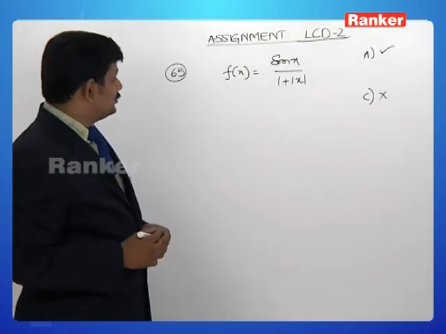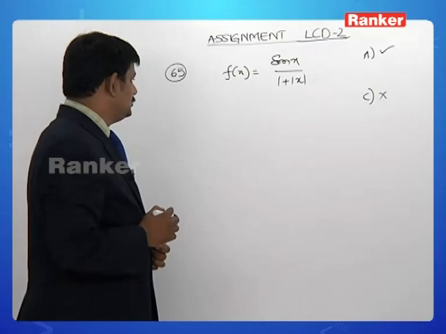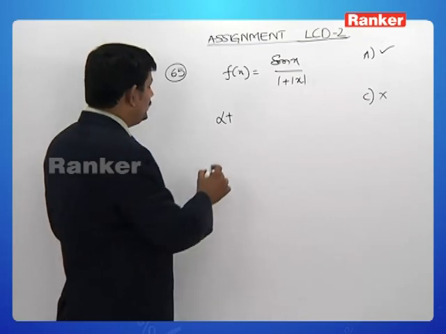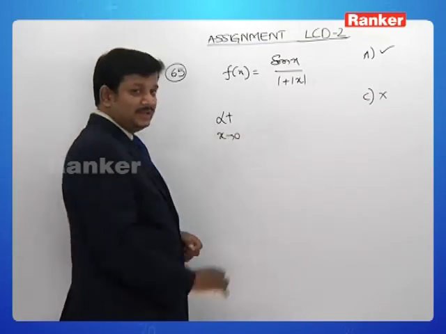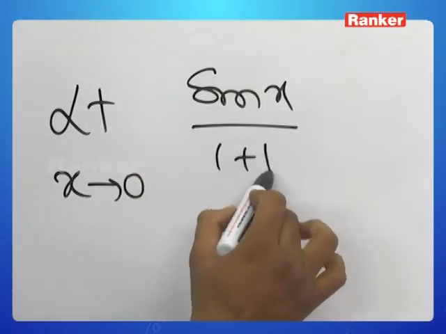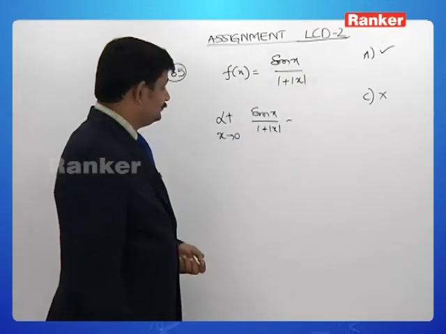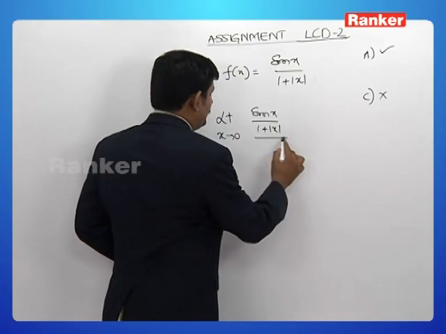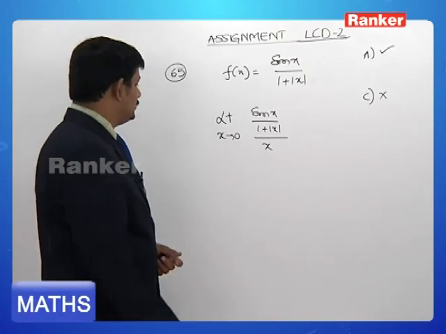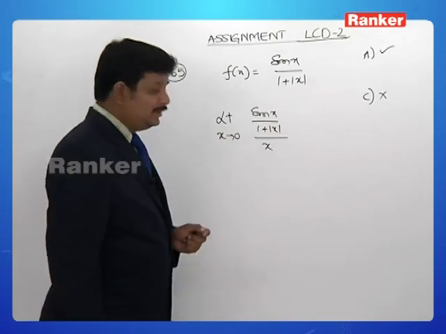So now to see among B and D, we need to talk about differentiability of this function at x equal to 0. So let us check for differentiability. For differentiability at x equal to 0, limit x tending to 0, f(x) minus f(0), f(0) is sin 0 by whatever, 0, divided by x minus 0, that is x. For differentiability, this limit should exist and it should be finite.